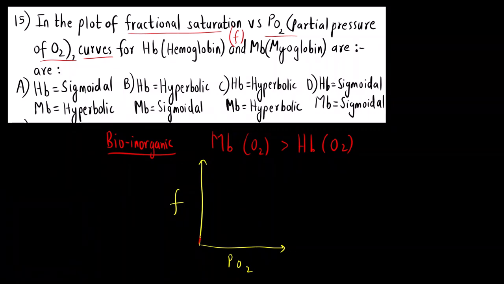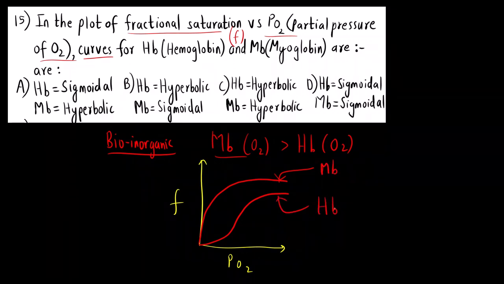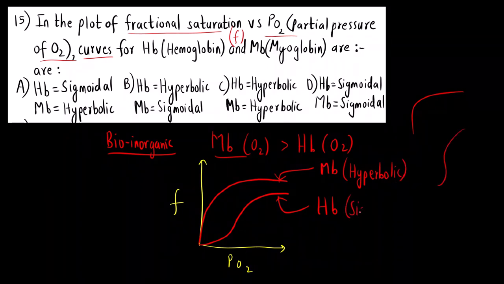So there will be two curves. One will be a higher one like this. Another is going to be a lower like this. So the higher one is for myoglobin and lower is for hemoglobin. What are the shapes? This is which shape? Hyperbolic. And this is S. S means sigmoidal. So for hemoglobin, it is sigmoidal.